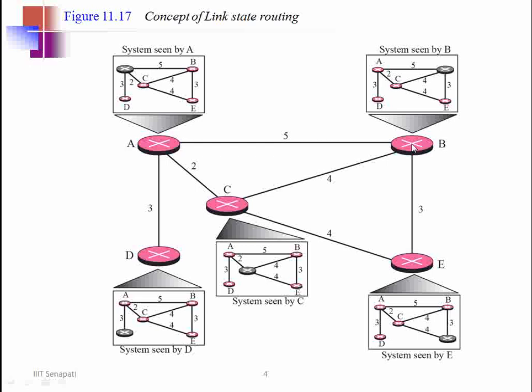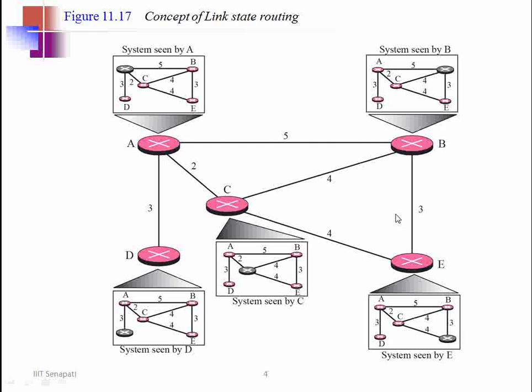So the shortest path to a node may be from a different path from B. However, it may be from a different path from A. So a different kind of shortest path, although here you can see all of them are the same, but later on we will see that a different path can be there for each node.